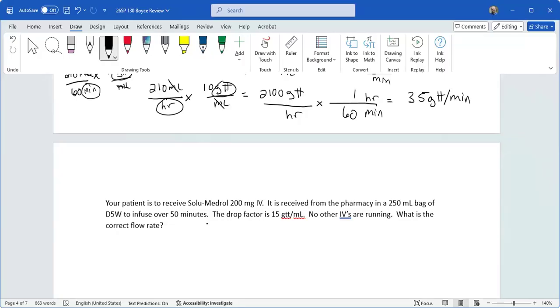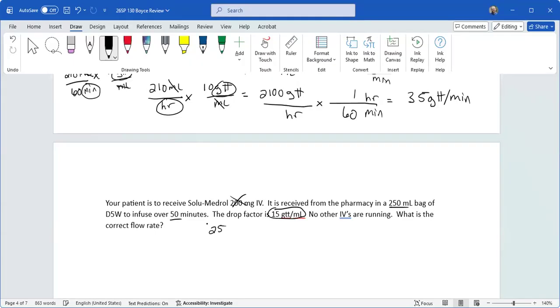So I always say it's like a Toyota Camry versus a Honda Accord. It doesn't matter. They're both going the same speed, and we're basically just making that conversion from miles per hour to kilometers per hour. It doesn't matter what the vehicle is. Okay. So we don't care about that. I care about the volume and I care about the time and I care about the drop factor.